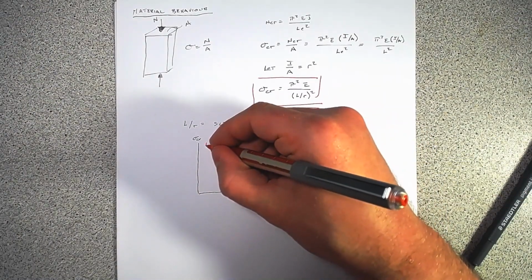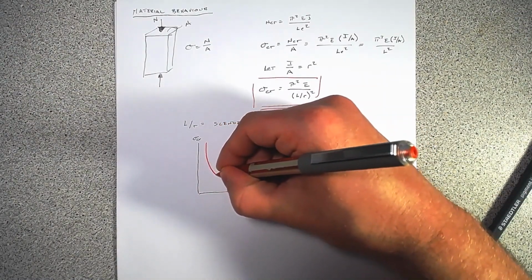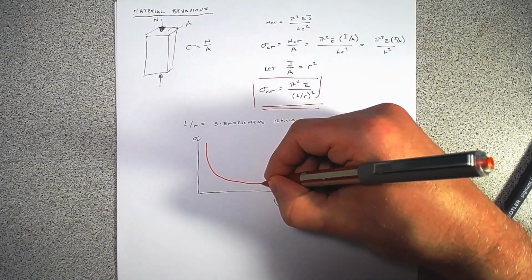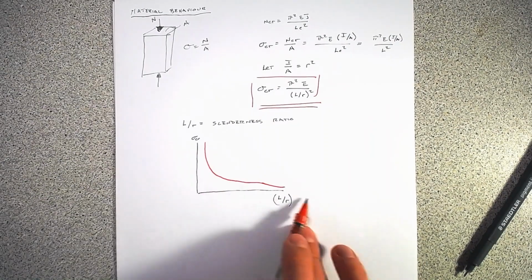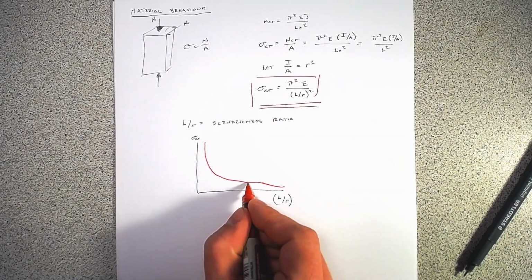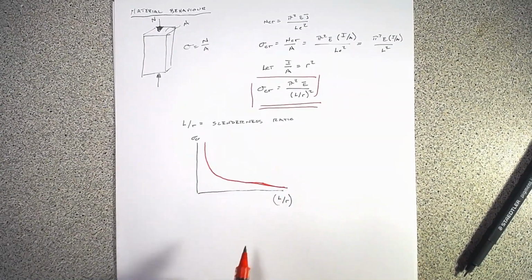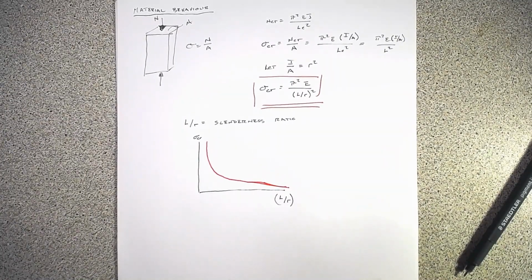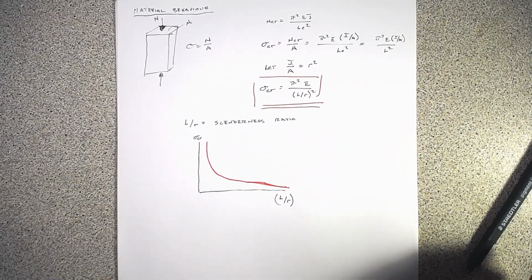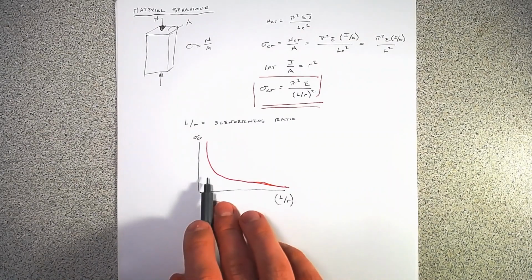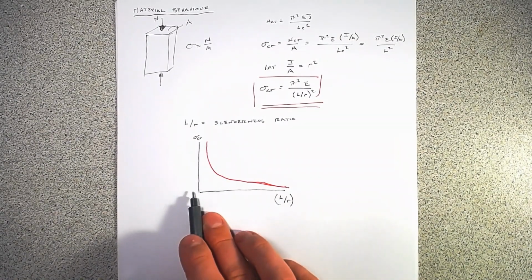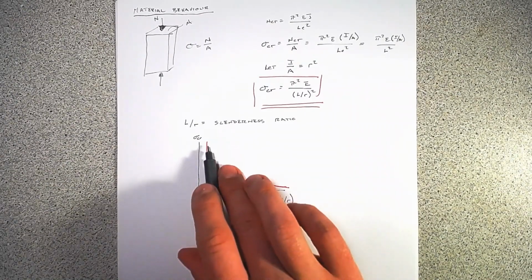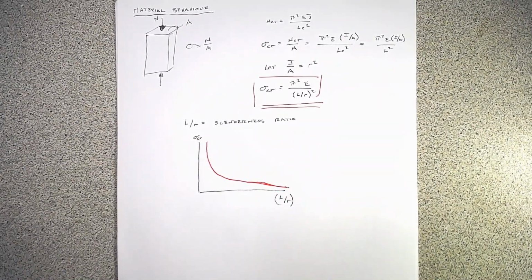what we get is a line that looks something like that. Obviously, it's smooth through here. We don't have a discontinuity. But if we look at it this way, this means that if we have a really, really small slenderness ratio, we kind of have infinite buckling stress.